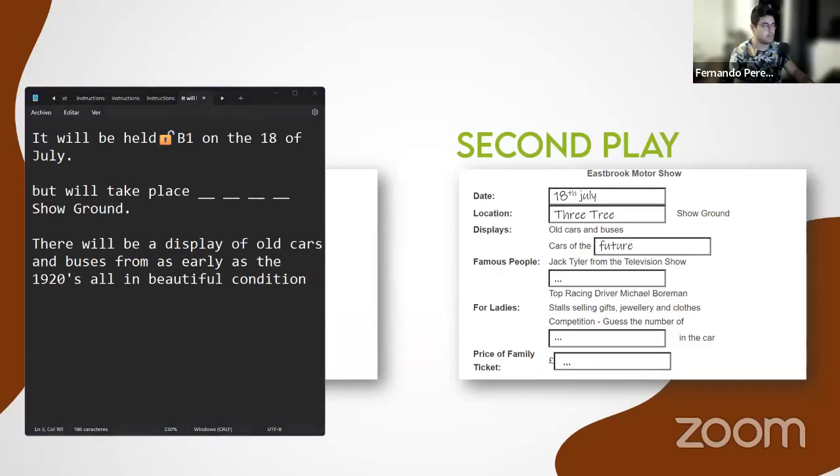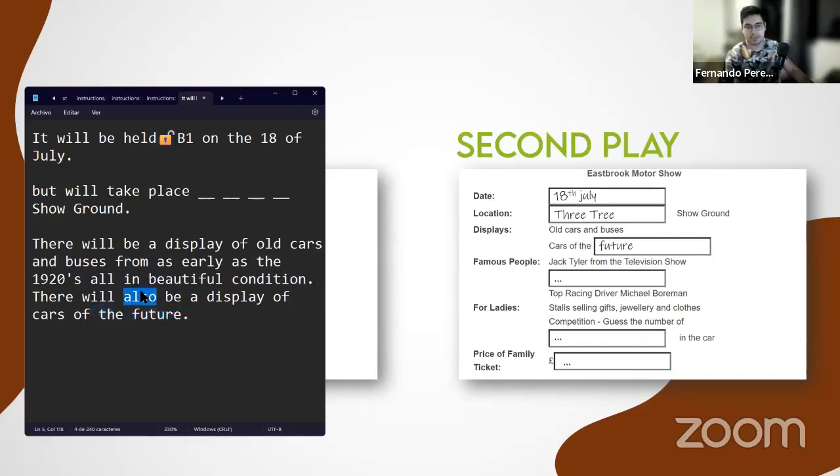There will also be a display of cars of the future.